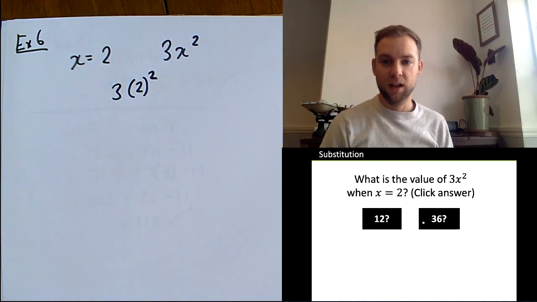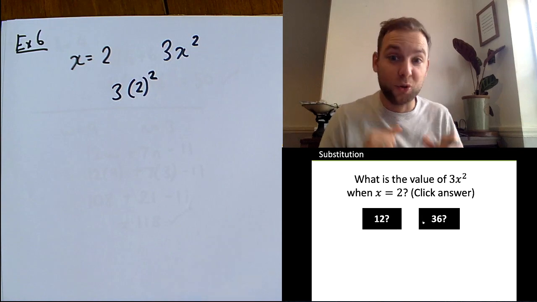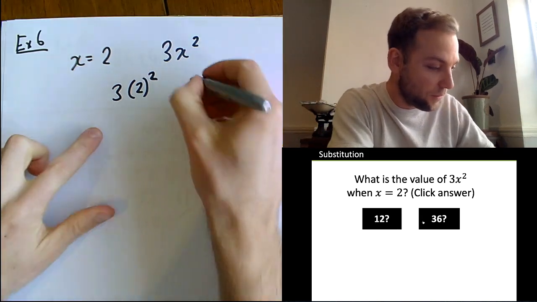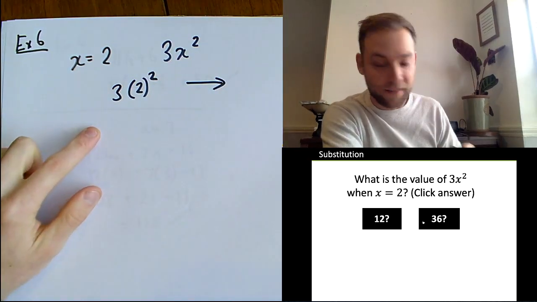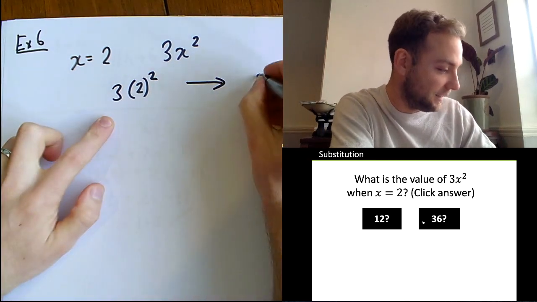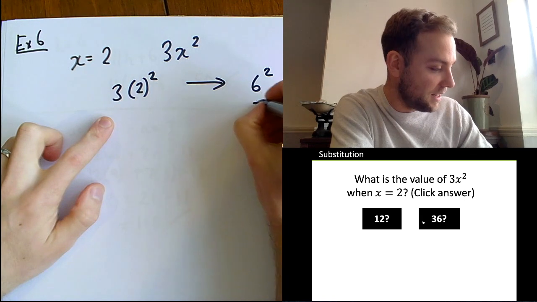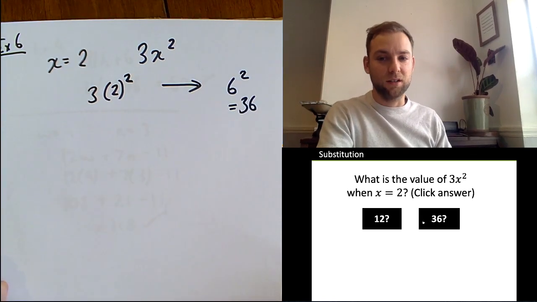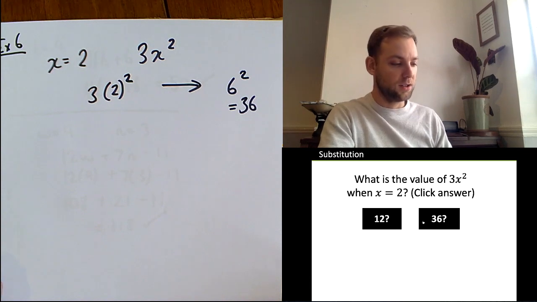Now, I'm going to do this wrong. I'm going to do it wrong on purpose because everybody makes the same mistake. I'm going to do it wrong over here so you can see that it's wrong. 3 times by 2 is 6. 6 squared is equal to 36. Why is that wrong? What have I done there that's wrong?